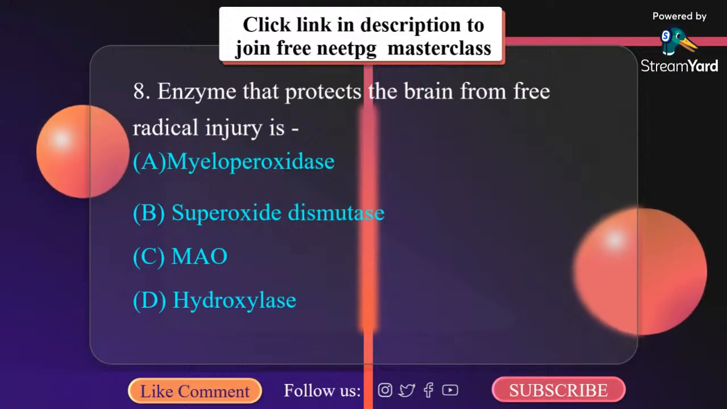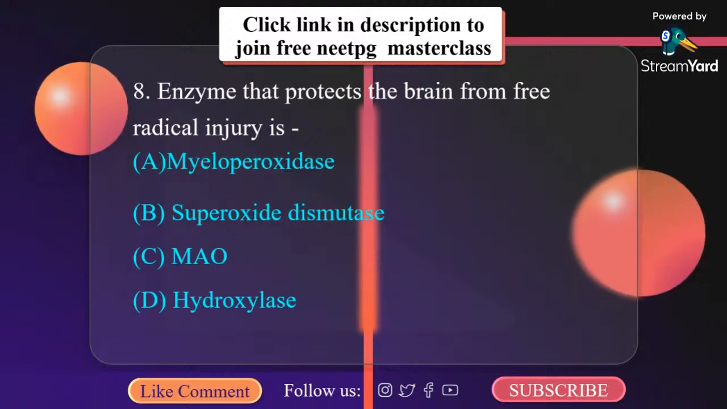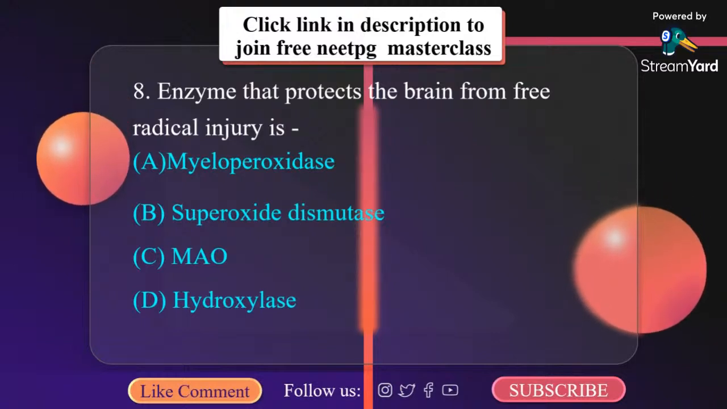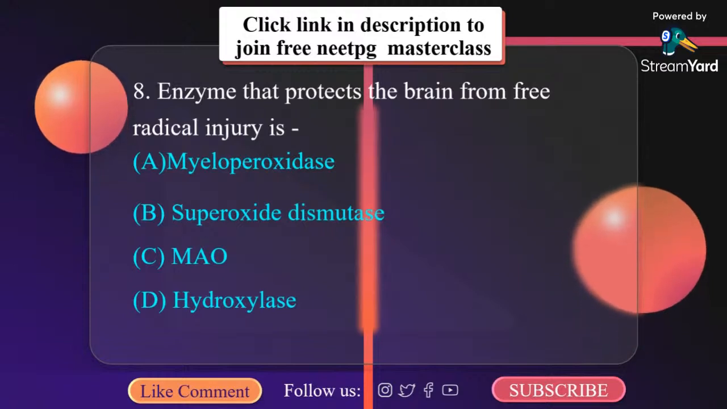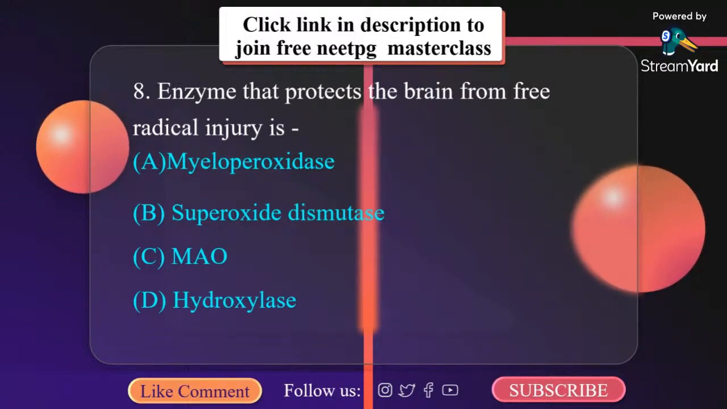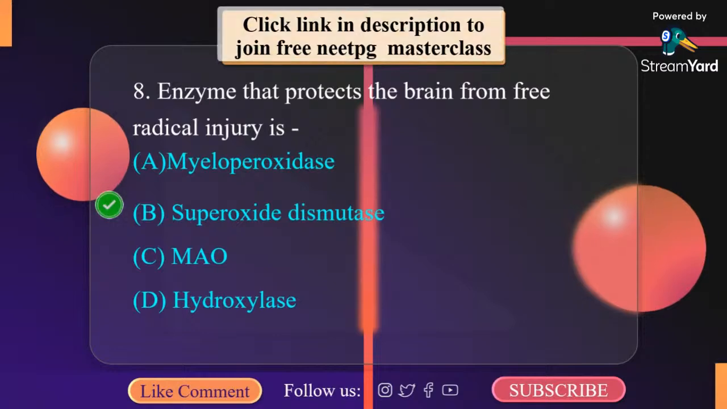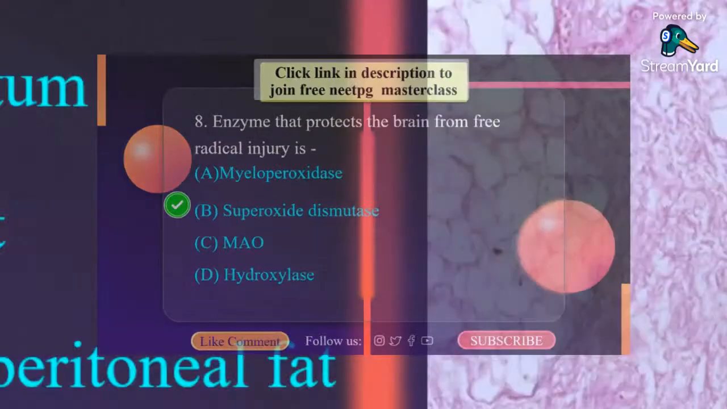Tissue proteins, transferrin, ferritin, lactoferritin, ceruloplasmin. Iron and copper can catalyze the formation of free radicals. These transport and store proteins decrease the reactive free iron and copper, thereby minimizing the free radical formation. So the correct answer here is B, superoxide dismutase.